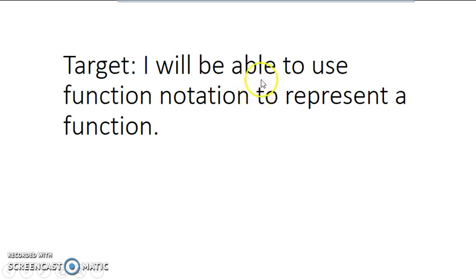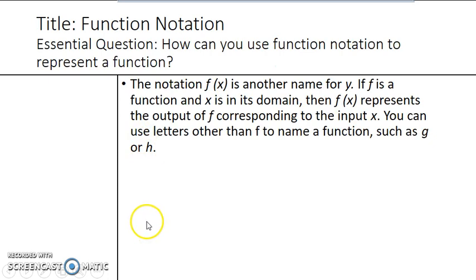Our target today is that we're going to be able to use function notation to represent a function. Remember, a function, one input has one output. The first thing that we need to know is what function notation means, and that just means it's a way that we represent y. So let me read this little paragraph to you as you're writing this down.